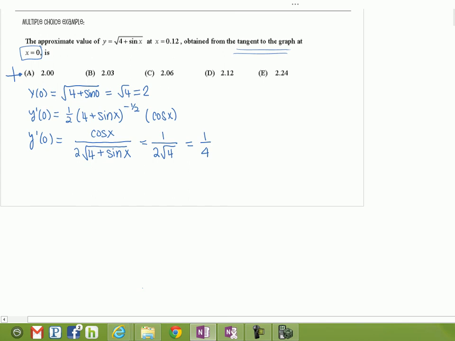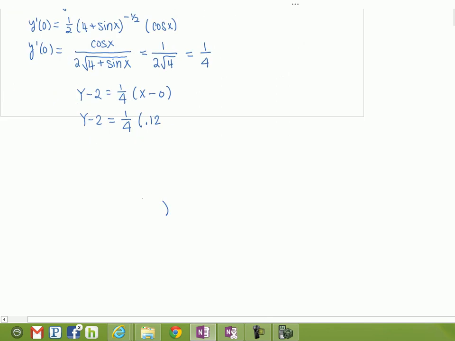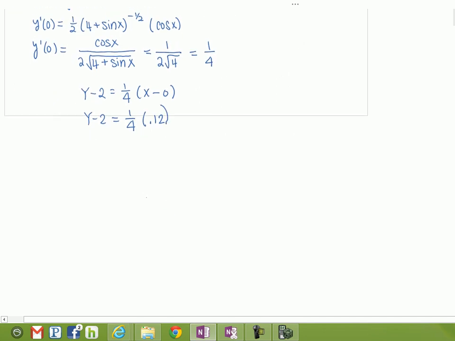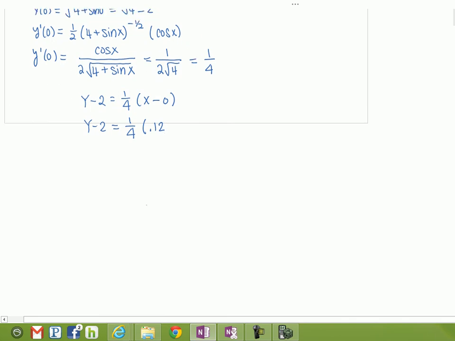Alright, obtain from the graph. So, write the equation of the tangent line, which is y minus 2 is equal to the slope times x minus 0. We're approximating at the value where x is 0.12. So you'll notice I didn't even bother trying to write this in linearization form.